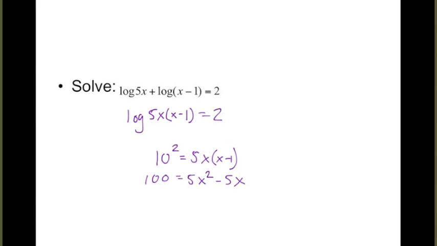Where'd that first 10 come from? The base of the log is 10 when there's no base written. This turned into a quadratic equation. So to solve a quadratic equation, we want to get everything on one side set equal to 0. So I'm going to subtract that 100 over to the other side.